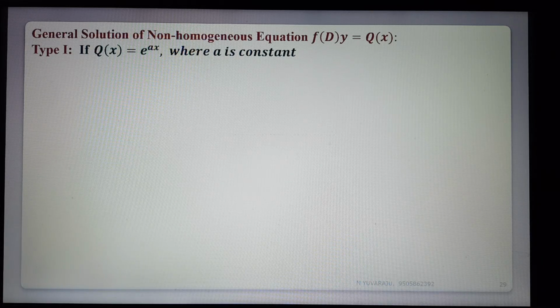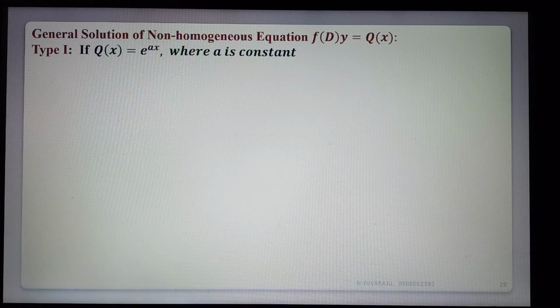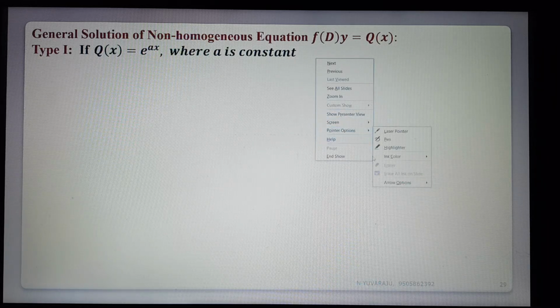In this, the first one is type 1, that is case 1, when the given Q of x is equal to e power ax, where a is a constant. How do we find yp in this case? The solution of the non-homogeneous equation is y is equal to yc plus yp, where yc is the complementary function, by the same procedure. Next we discuss finding yp.